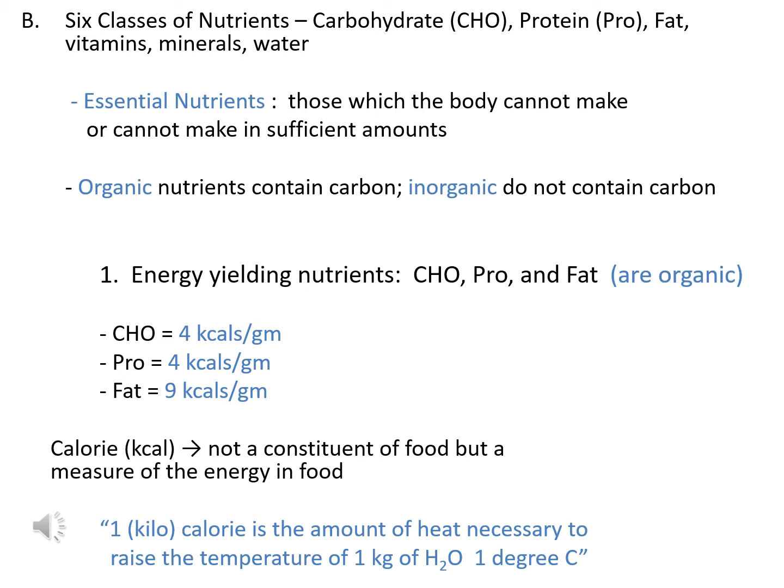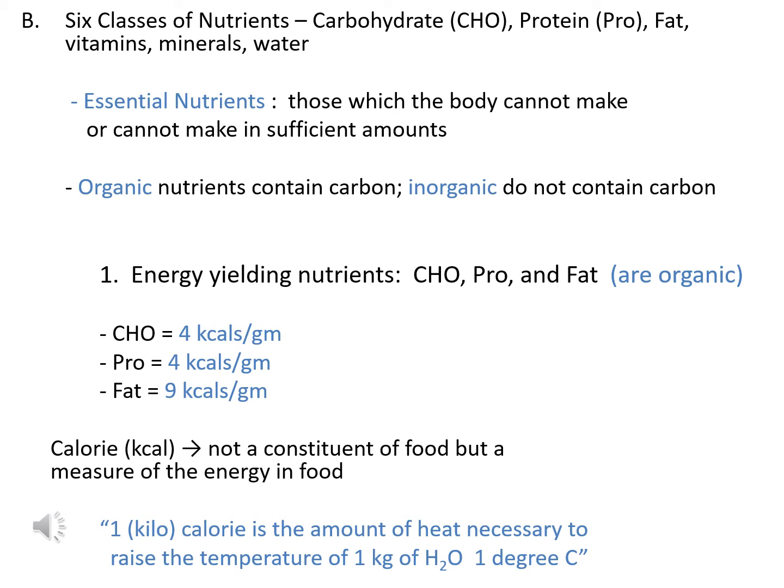Other definitions you want to be aware of are the terms organic and inorganic. I'm sure from other classes, maybe chemistry, you recall that what makes something organic is whether it contains carbon or not. An organic nutrient contains carbon, while an inorganic nutrient does not contain carbon. So the first group we're going to look at are those nutrients which we refer to as energy yielding. These include carbohydrate, protein, as well as fat.